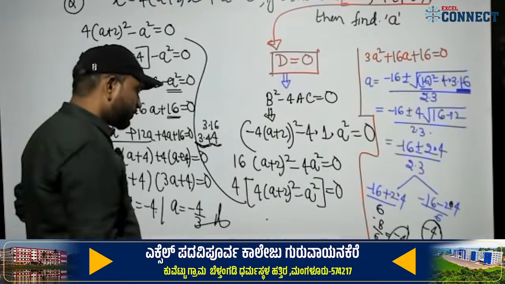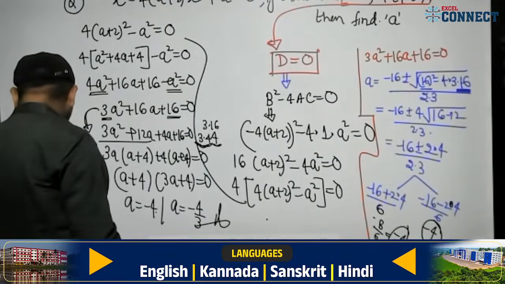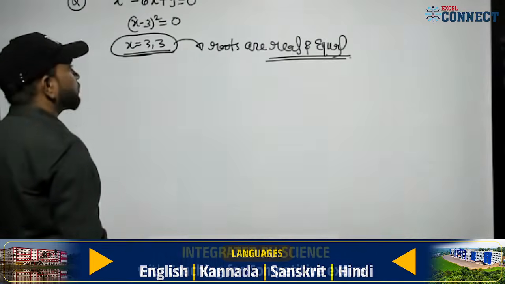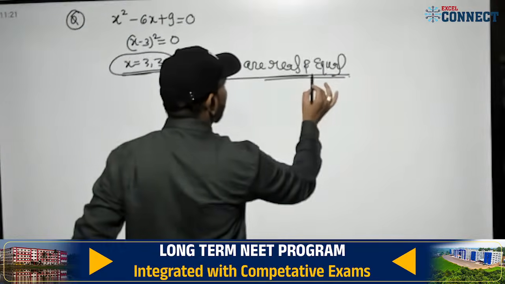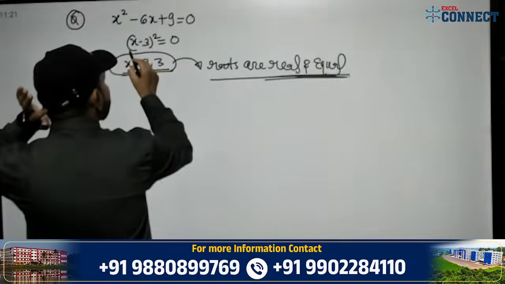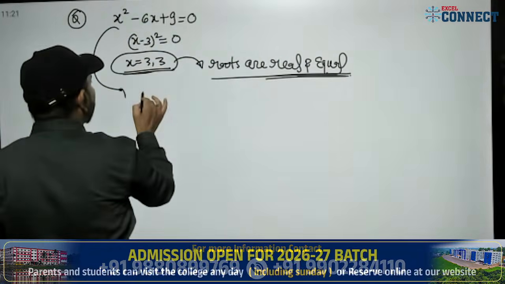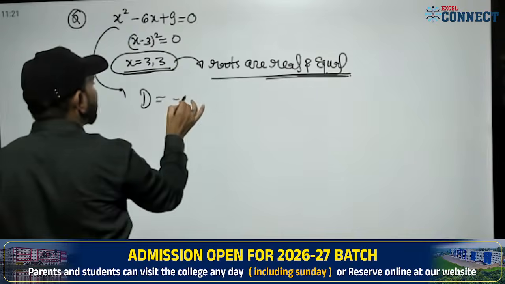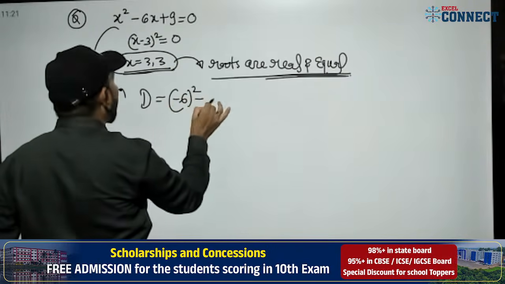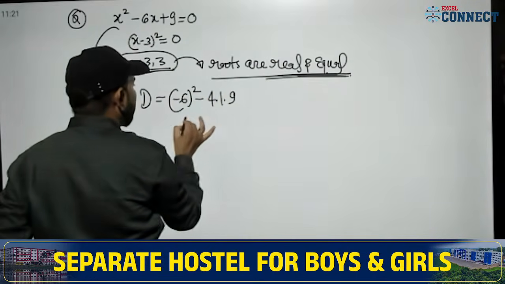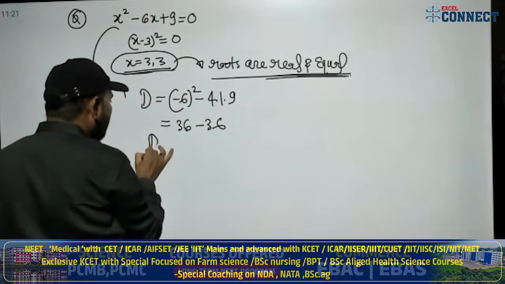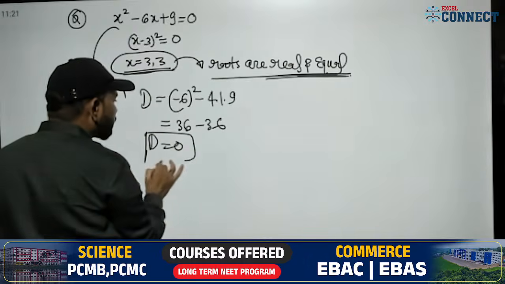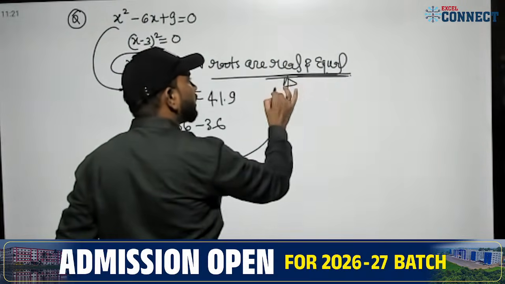So actually I was discussing our next question. This concept I am explaining: roots are real and equal. See here, if you check for this, then D is equal to what? B square means minus 6 square minus 4 into 1 into 9. This is what? 36 minus what? 36. It means here D is equal to 0. Yes, D is equal to 0 means roots are real and equal.